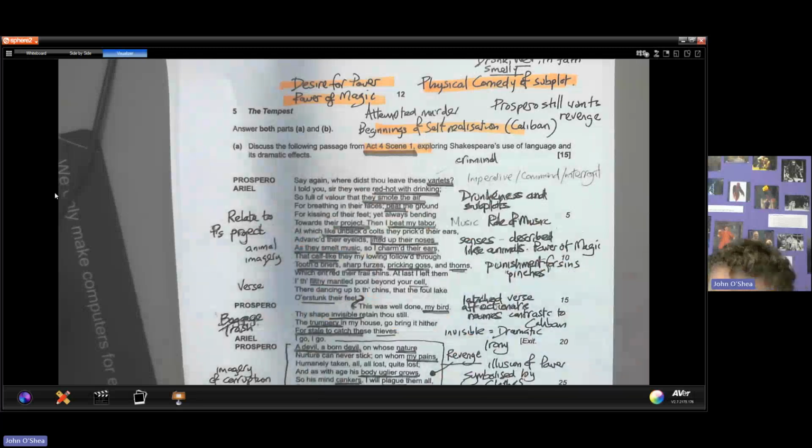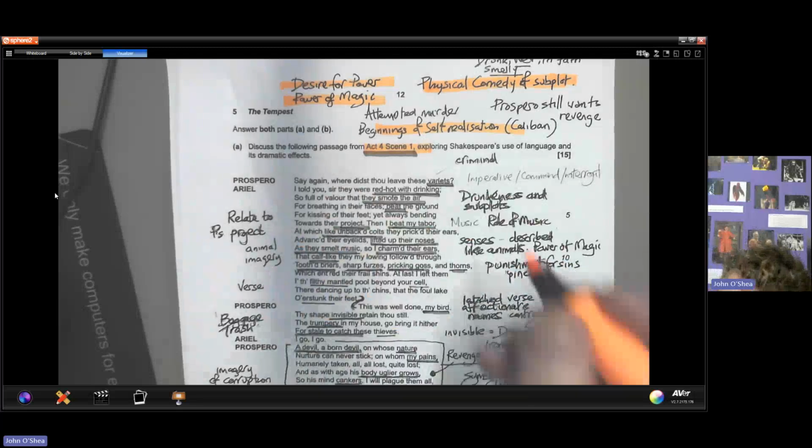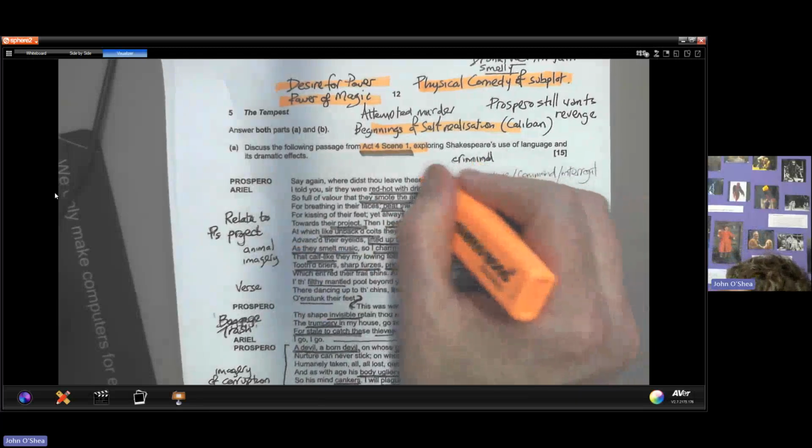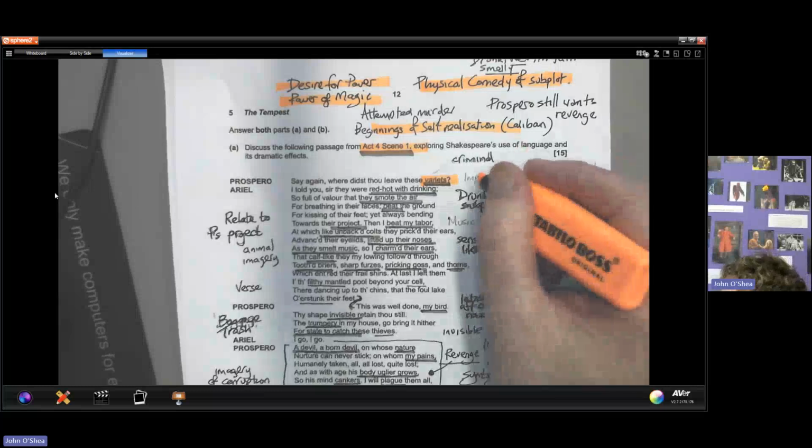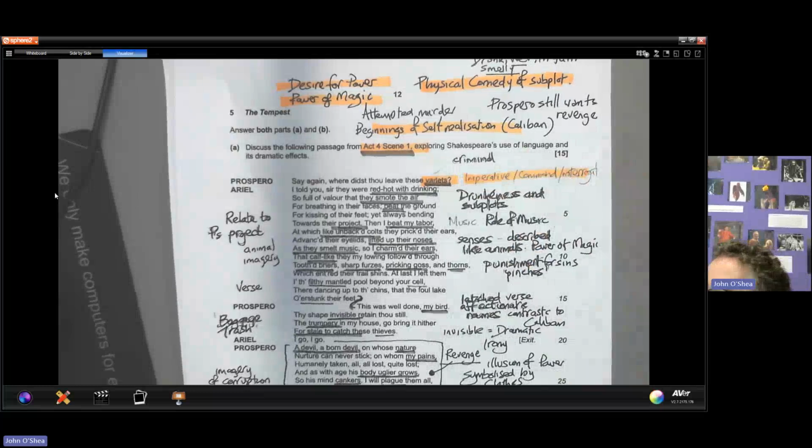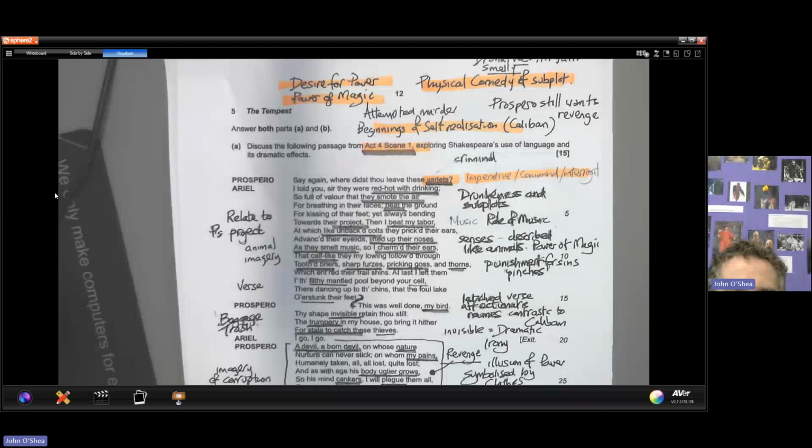So I'd probably deal with the language of Prospero and Ariel. And Prospero's asking, "Where are these varlets?" Where are these criminals? Again, his imperative, commanding tone signifies his power over Ariel.